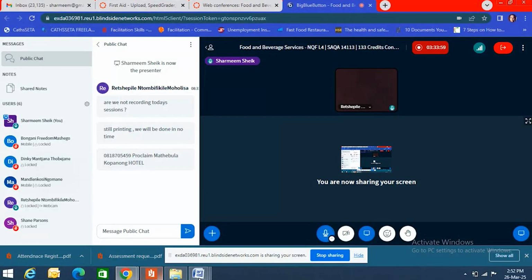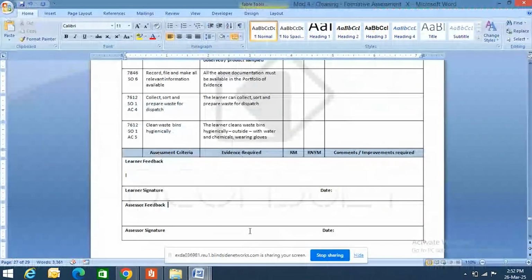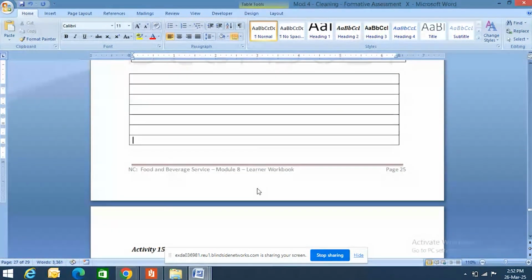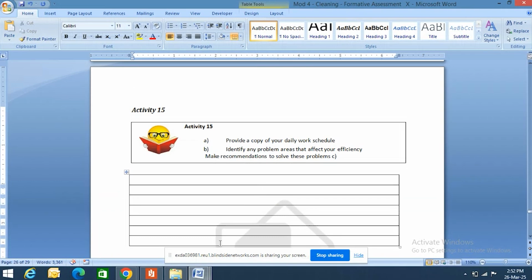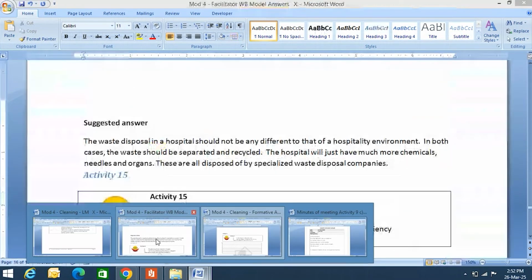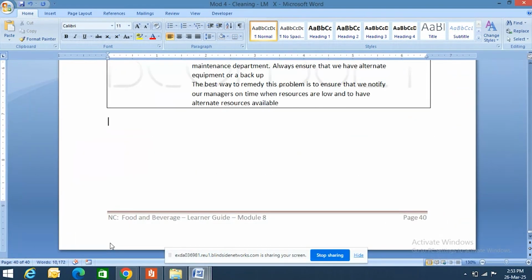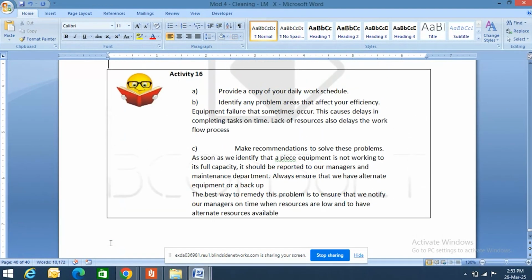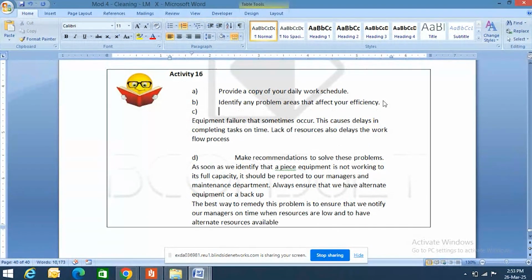Can you all see my screen? Yes, we can see the screen. Could you see my screen for the other one? I was writing answers. I just realized now my screen was not sharing. This answer here, you got it, guys. I was writing the answer for you. Yes, ma'am, you got these answers.